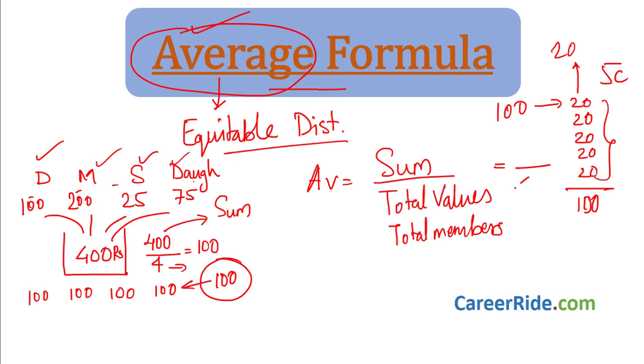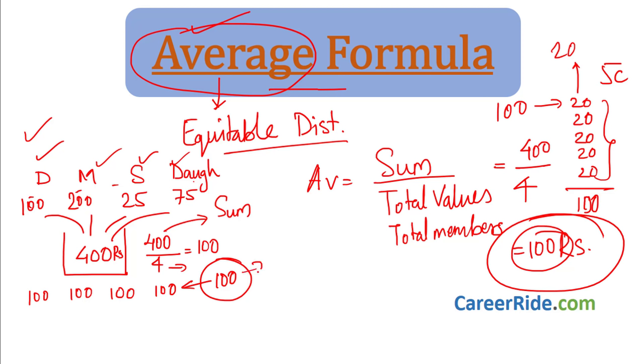So right now we have 4 total members. Total values are 4. And the sum means how much value each of them has: dad has 100, mother has 200, son has 25, daughter has 75. So the addition would be 400. So average comes out to be 100. What is this 100? On an average, if we calculate the average amount of money with each person, it comes out to be 100 rupees. So this 100 is the average amount of money with each person in the family.